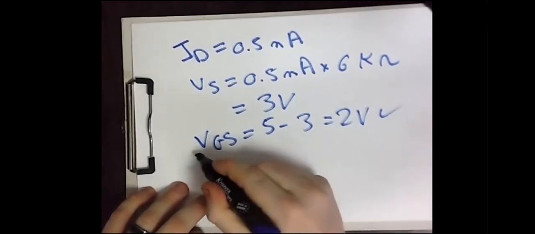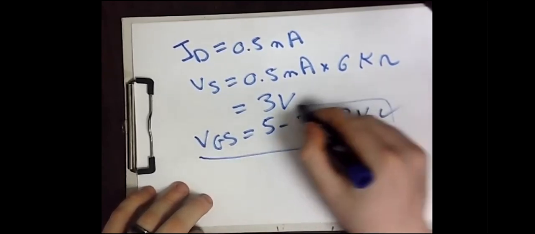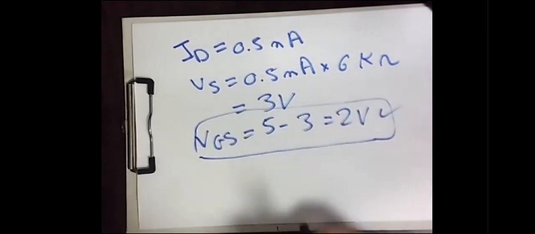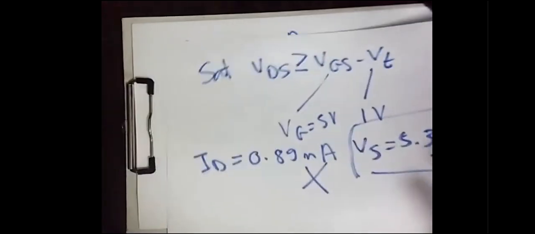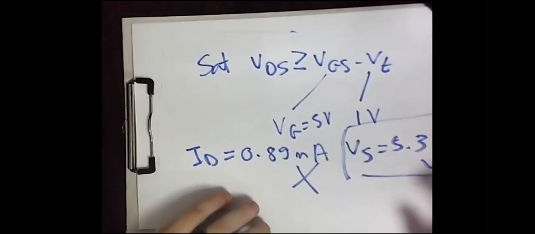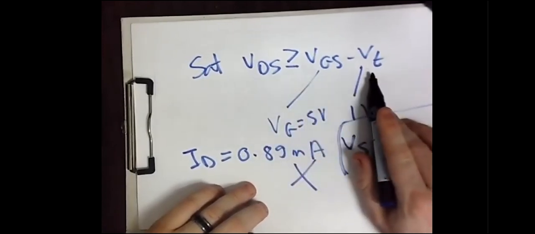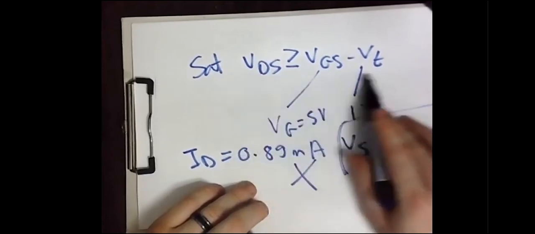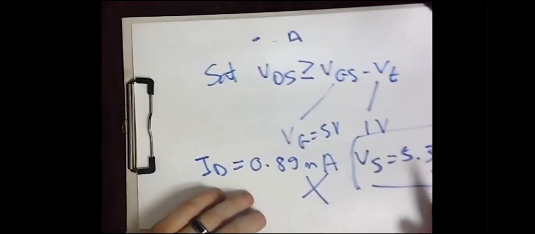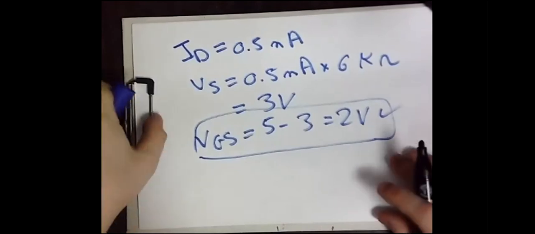However, we still did not validate our assumption, because our assumption is that the MOSFET is working in the saturation region. I mean, VDS should be greater than or equal to VGS minus V threshold. So you should calculate VDS and check this validity. How shall we calculate VDS? Let's do it.